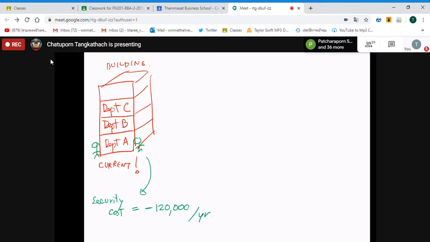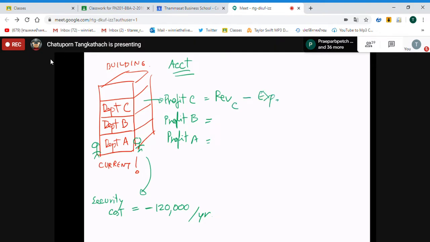Now, in terms of accounting procedure, you would like to know the profit of each department: Department C, Department B, Department A. So what do you do? In terms of accounting, if you want to know the profit from each department, you put revenue of Department C minus expense of Department C, revenue of Department B minus expense of Department B, and revenue of Department A minus expense of Department A, like this, so you can get all the profits that we want.